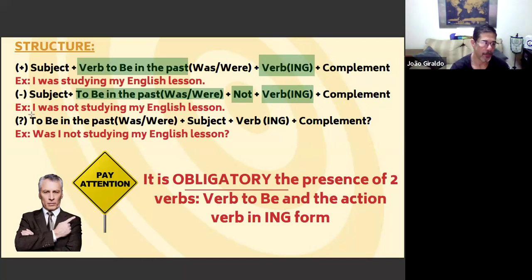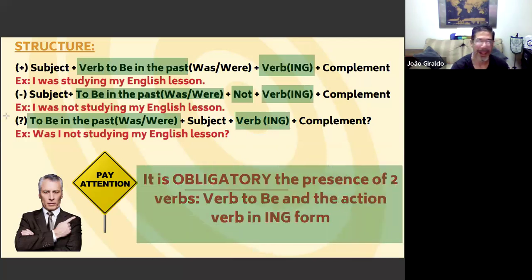And in interrogative, you start your sentence with the verb to be in the past, using was or were. You put the subject and again, your verb, your action of the sentence, in ing. And note here, guys, it is obligatory to have the presence of the two verbs, the verb to be and the verb in ing form.